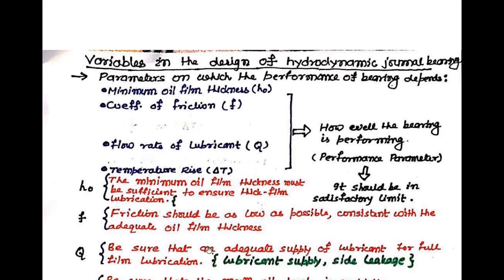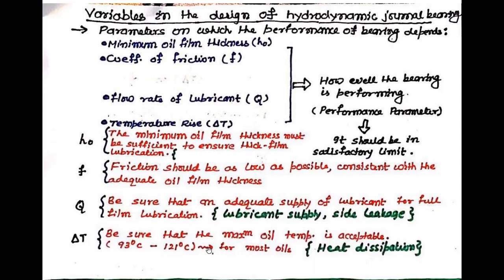The Q, the flow rate of lubricant: be sure that there is an adequate supply of lubricant for full film lubrication. Adequate supply is required, so it is also a very important parameter to define the performance of bearing. This Q again is lubricant supply, and there may be side leakage.